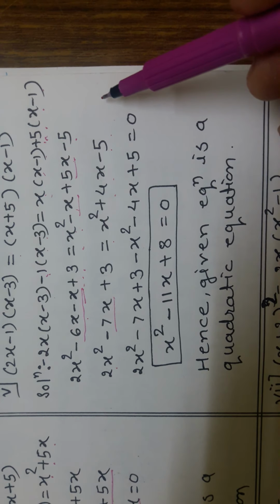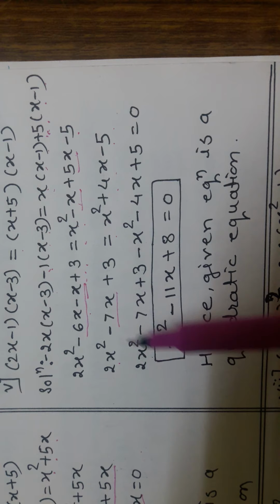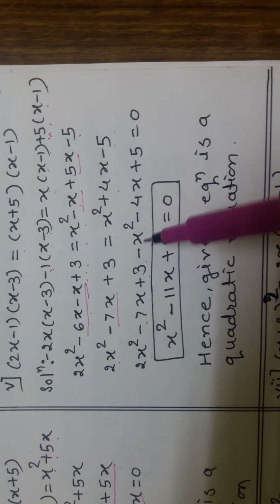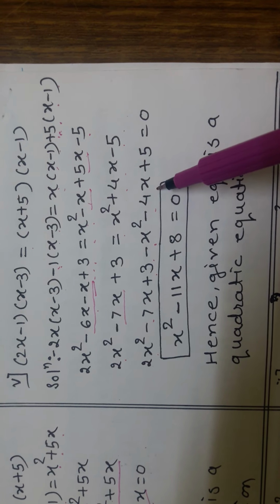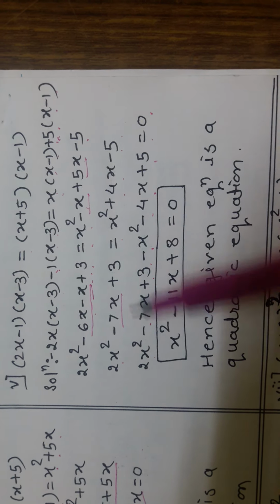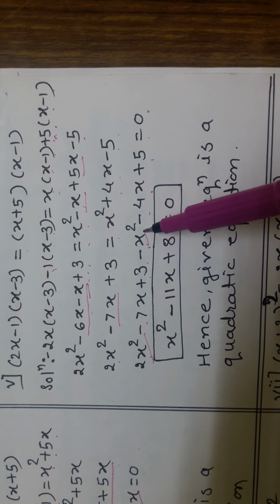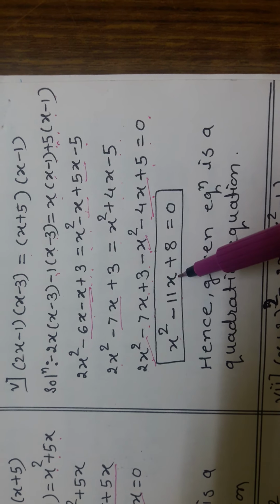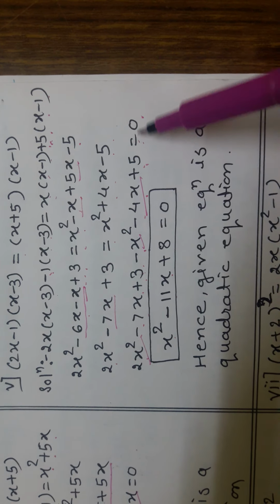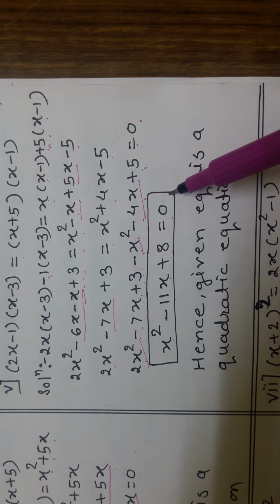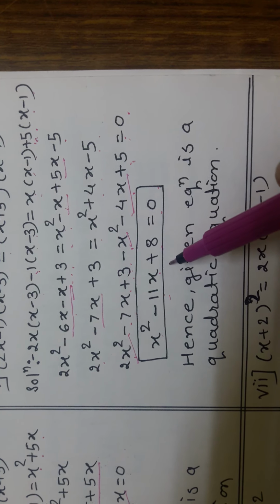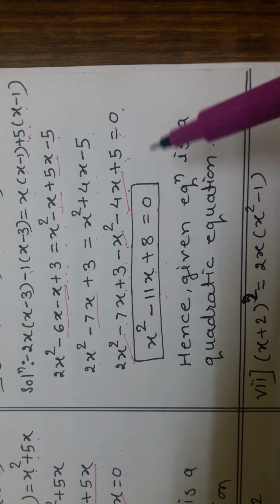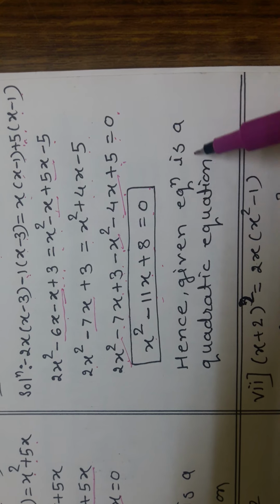Whatever right hand side term we have, we will shift to the left hand side. 2x square minus 7x plus 3 minus x square minus 4x plus 5 is equal to 0. 2x square minus 1x square is x square, minus 7x minus 4x is minus 11x, plus 3 plus 5 is nothing but plus 8, is equal to 0. Again this is in a standard form, that is ax square plus bx plus c. That's why the given equation is a quadratic equation.